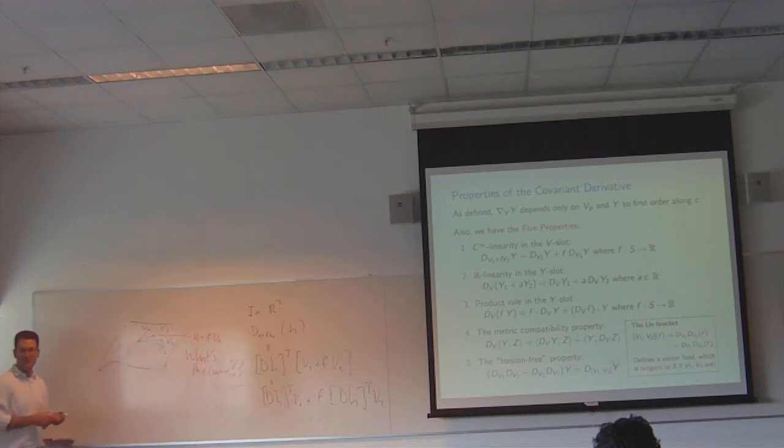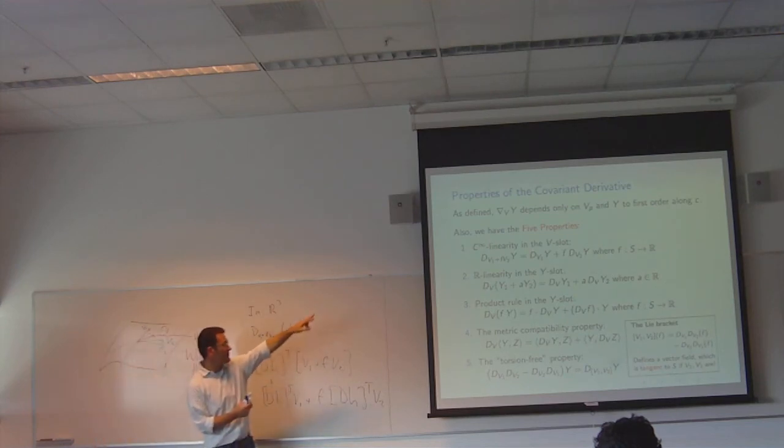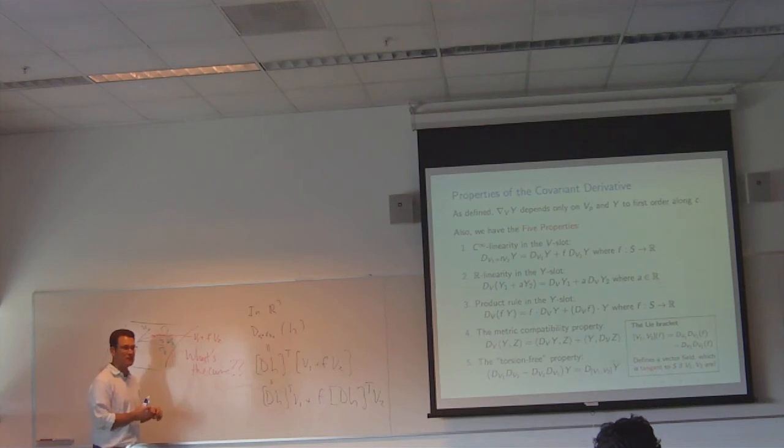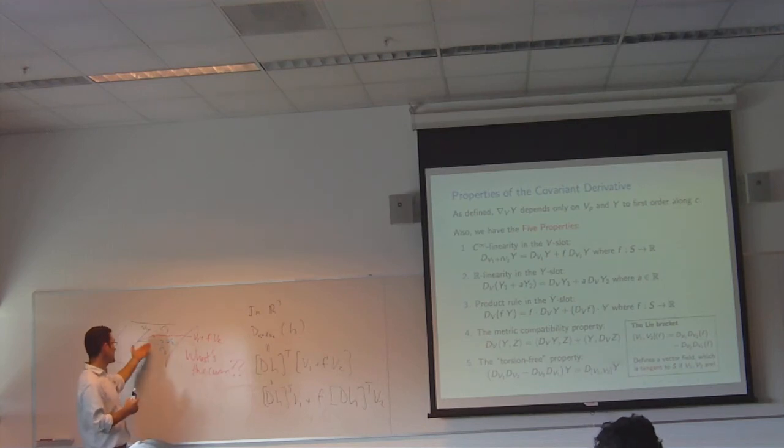What's the curve? We define derivatives in terms of curves. If I'm going to prove property 1, I better have a curve which generates V1 plus F V2. Do you guys see the problem? It is not clear what the curve should be.